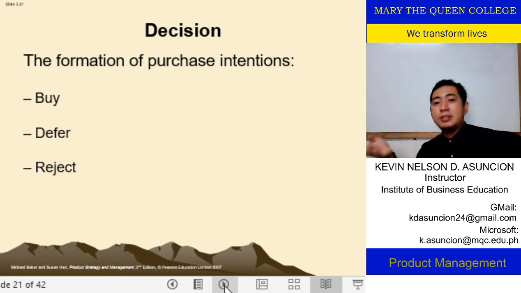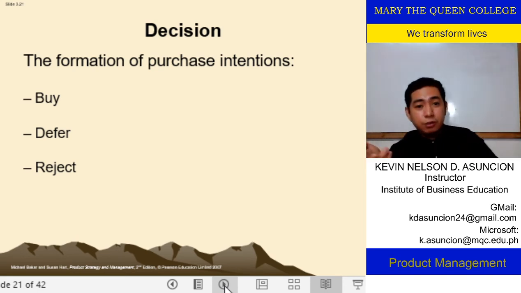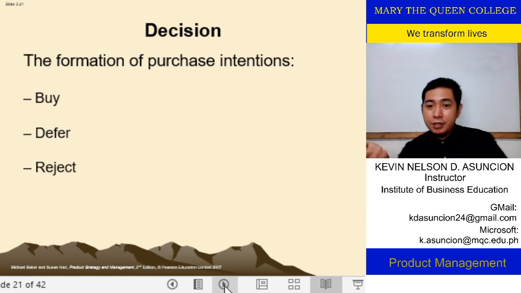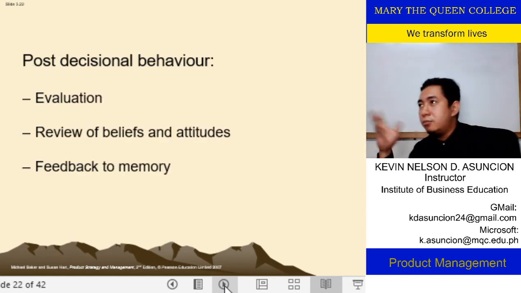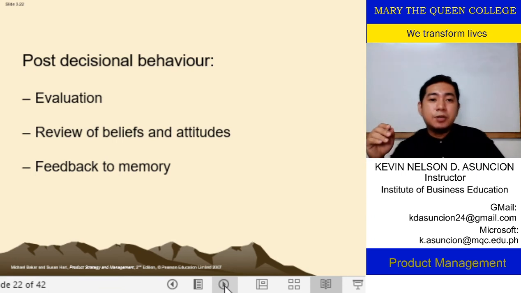And then, the last one is reject. Of course, you need to know why it is rejected, so that you can plan. Anyway, that's more specific topics.